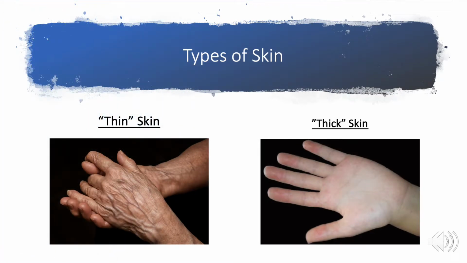There exist two different types of skin found surrounding the human body. The first is known as thin skin. Thin skin is most commonly found and is located in almost all areas of the body. On the other hand, the second type of skin, known as thick skin, can only be found on the palms of the hands and the soles of the feet.